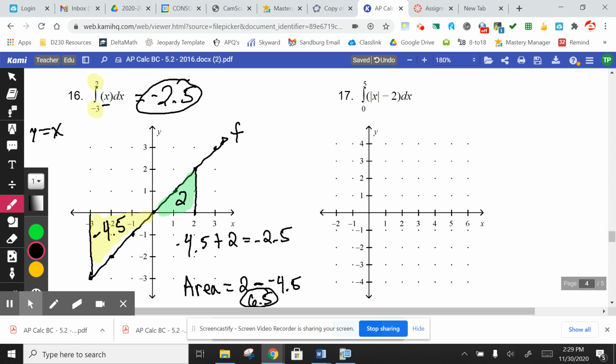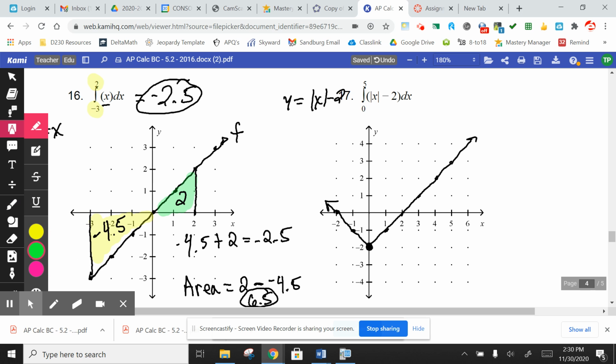Last one, 17. This is the function absolute value of x minus 2. So our vertex is down here at a -2. If you remember, this is our V. So it would initially look like this. However, we only want the area enclosed by this function and the x-axis from 0 to 5.